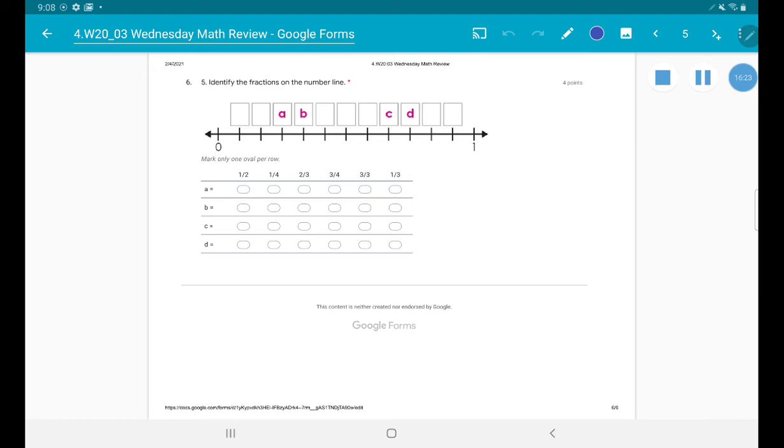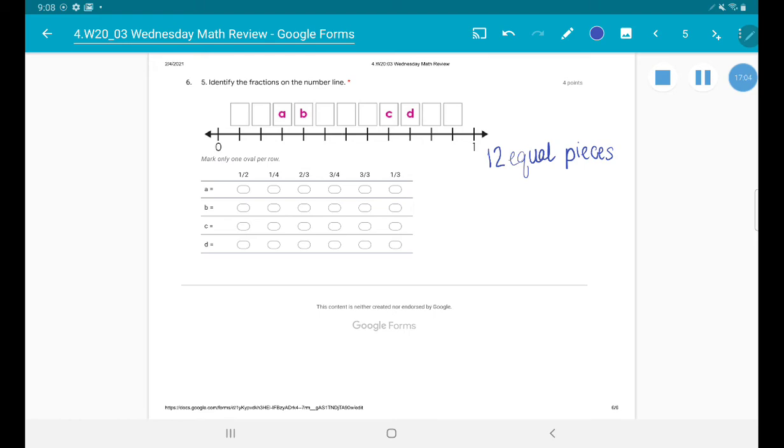From the 0 to that first hash mark is 1, 2, 3, 4, 5, 6, 7, 8, 9, 10, 11, 12. It's split into 12 equal pieces. All right, so we know that's in 12 equal pieces. But if I look at my answer choices, I don't have anything in 12ths, do I?